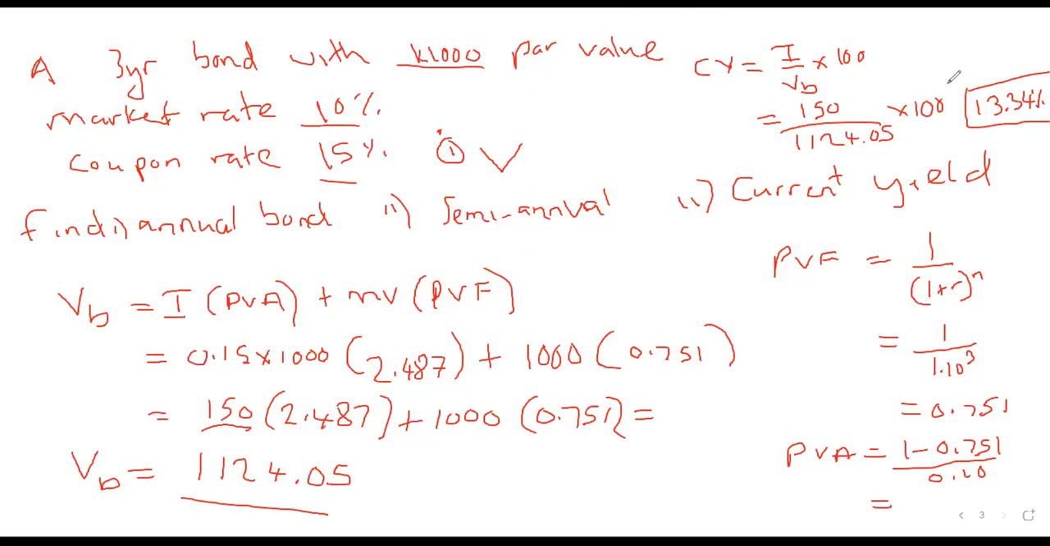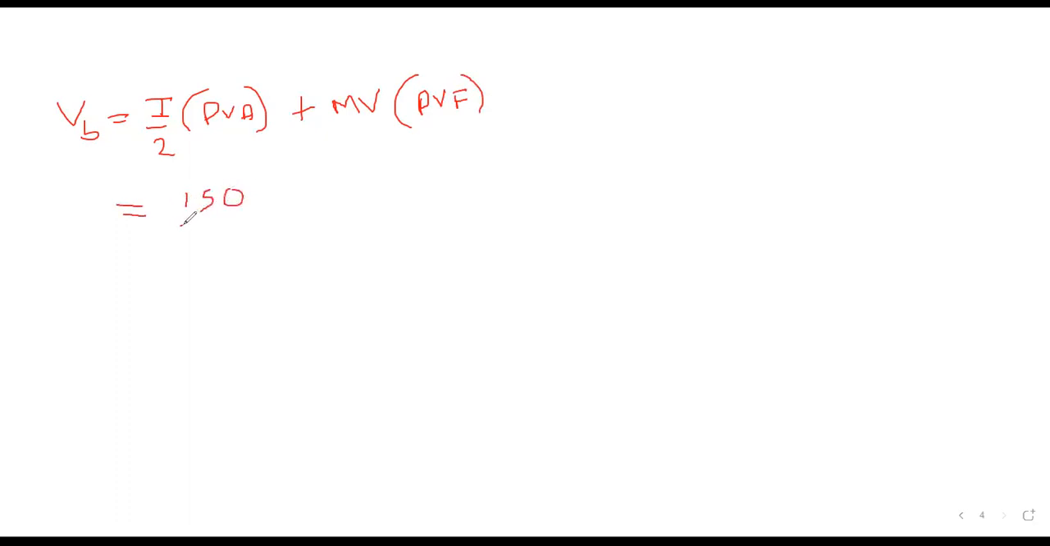Okay. So now let's go to the semi-annual bond. Same calculations, we're now going to change some of the inputs. So for the semi-annual bond, the value of the bond is equal to what? The coupon value, just divided by 2, times the present value annuity factor, plus the maturity value times the present value factor. We found 150 there, and divide by 2. 1,000 here. Now the only difference is that since we're using our Kd as 10%, divided by 2, we use that 5%.